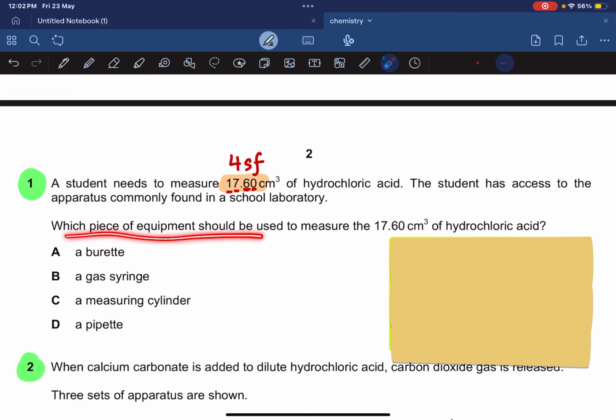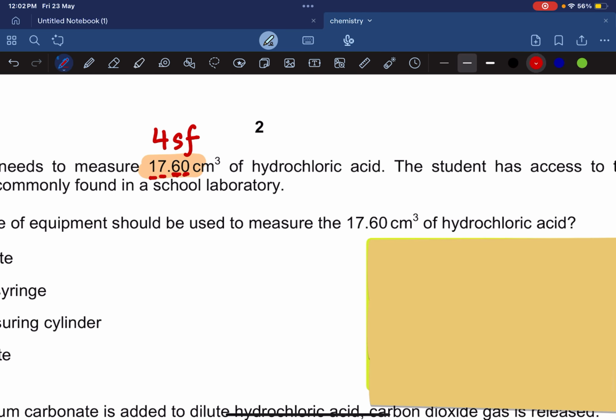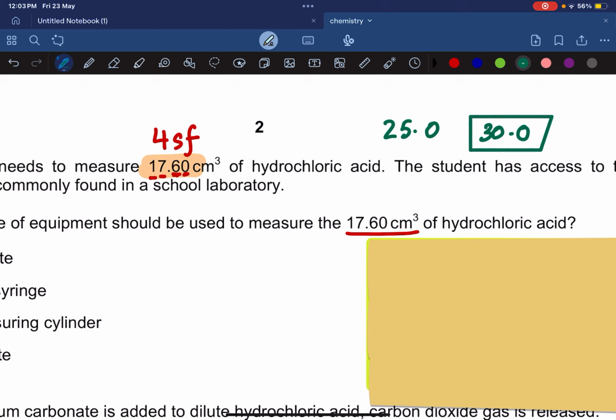Which piece of equipment should be used to measure 17.60 cm cube of hydrochloric acid? The value itself, 17.60, tells us about the extreme accuracy of whatever instrument we're going to use. If it's a pipette, then this value cannot be measured by a pipette. Why not? Because a pipette only measures a fixed volume. For example, if you have an exact volume of 25.0 cm cube, you should have a pipette of that volume in your laboratory to measure it.